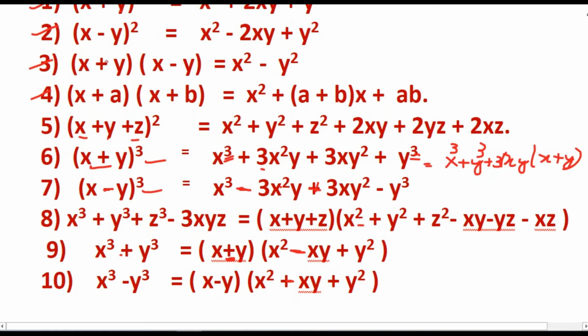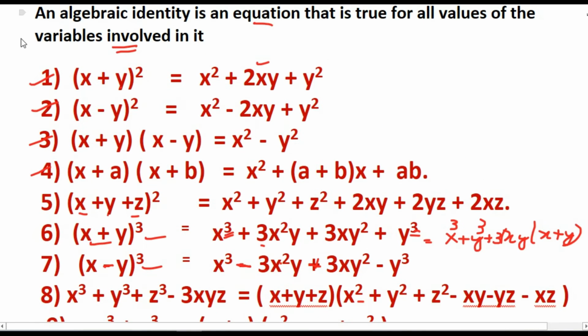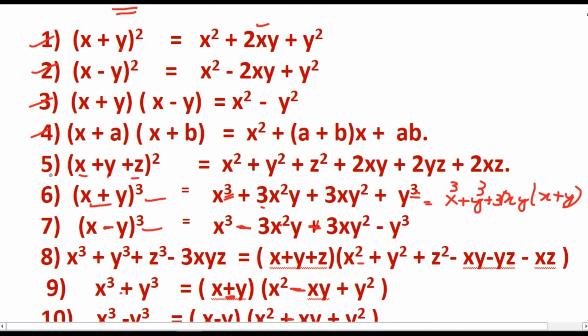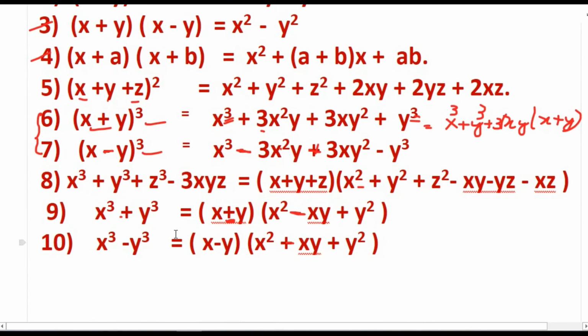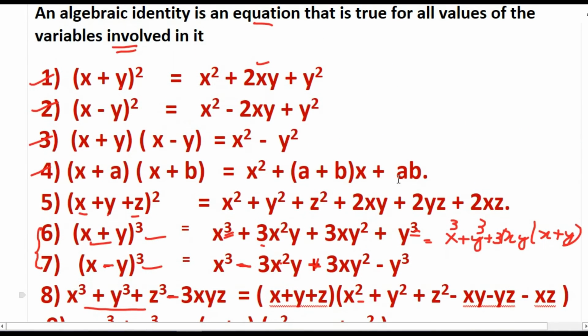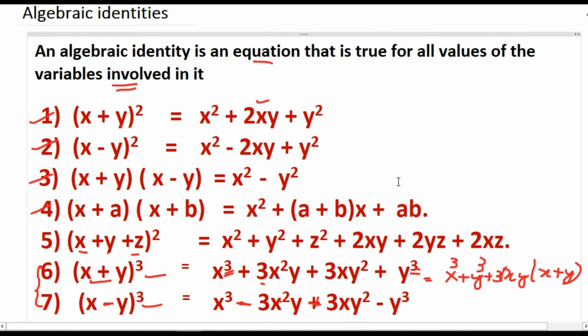So these are the 10 identities you need to study by heart. Already the 4 identities you have studied in class 8. When you are studying, study the 6th and 7th together, that is x plus y the whole cube, x minus y the whole cube. Same way 9th and 10th one you can study together, x cube plus y cube and x cube minus y cube. And 8th one is a little bit bigger one, so x cube plus y cube plus z cube minus 3xyz. You need to remember this. So all the 10 identities you need to know by heart to do the problems from this portion.